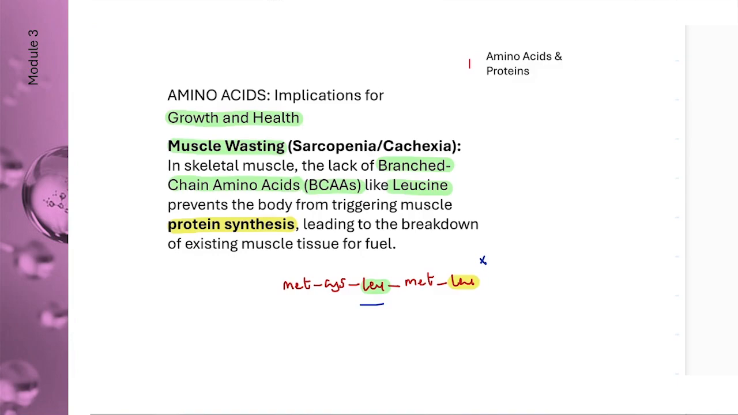So if this were the required protein, it will mean that the body cannot just produce it. Why? Because leucine is not available. Okay, and that's the implication, and that's why essential amino acids really need to be present in the diet. So if it's in the muscle, in this case, those proteins are not available and it will lead to wasting.